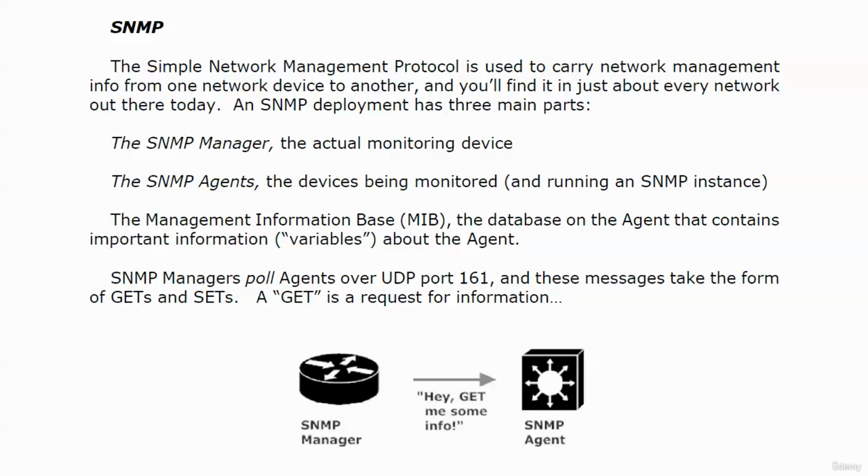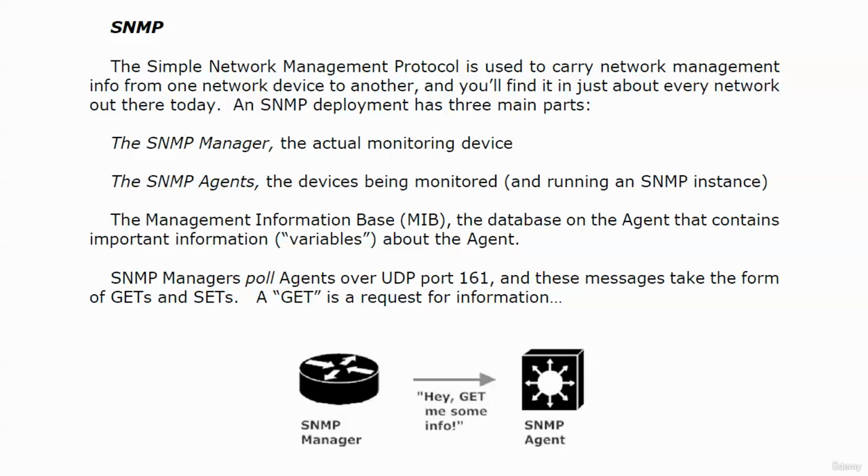An SNMP deployment has three main parts. You have the manager, which is the device doing the monitoring. You have the agents, which are the devices being monitored and running an SNMP instance. Then you have the Management Information Base, the MIB, and that's the database on the agent that contains important information, or in SNMP speak, variables about that agent.